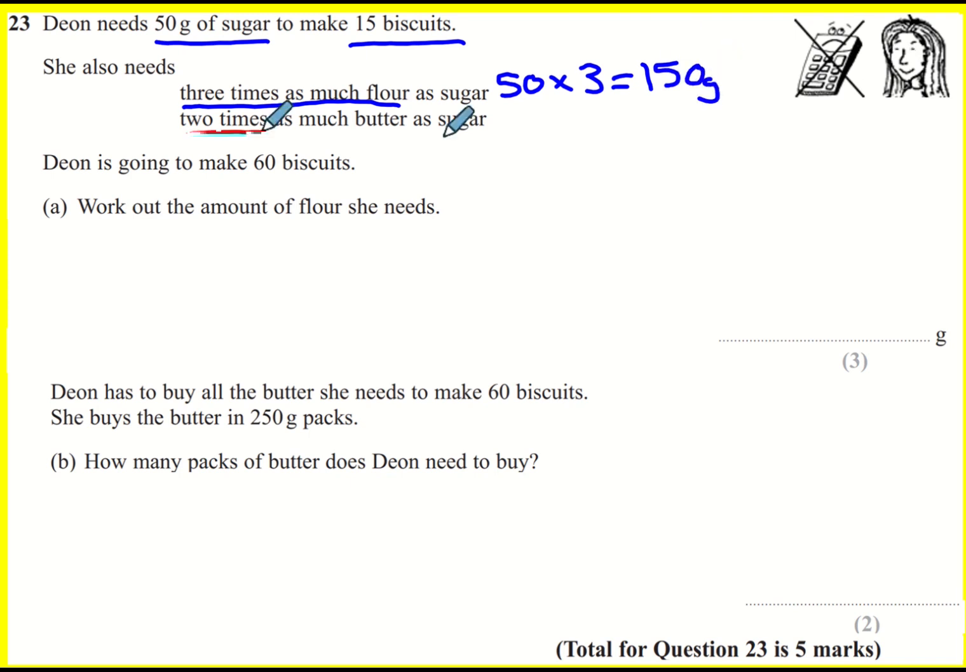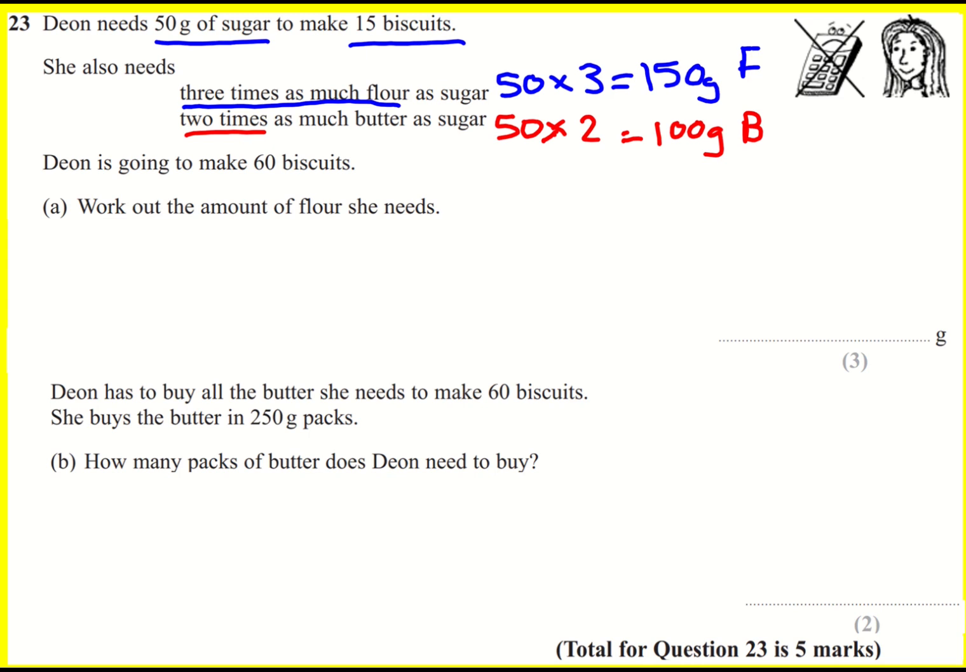Okay, 2 times as much butter as sugar. So I'm going to take that 50 grams of sugar and multiply it by 2 to give me 100 grams. So this is flour, F for flour, and this is butter, B for butter.